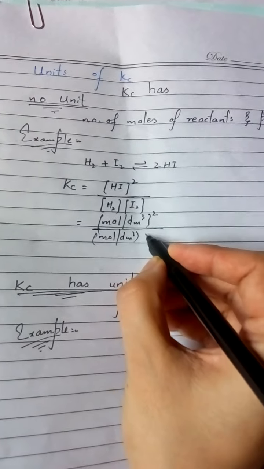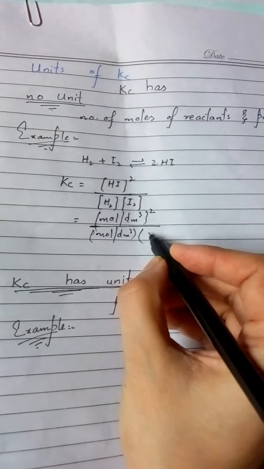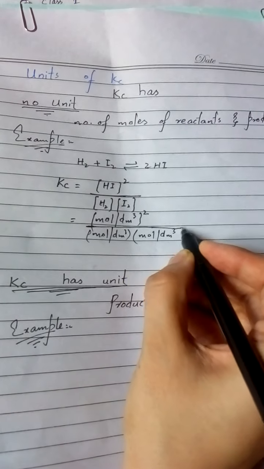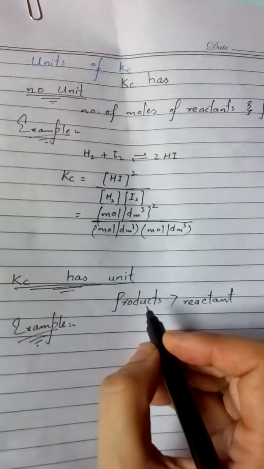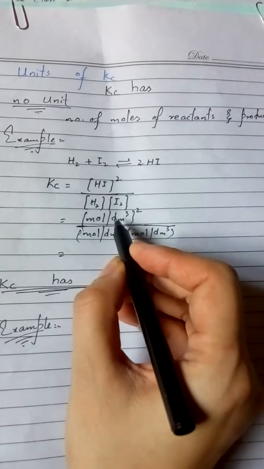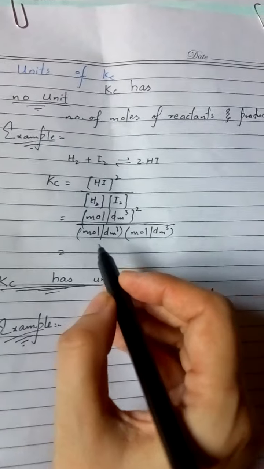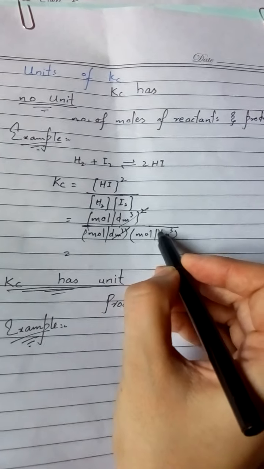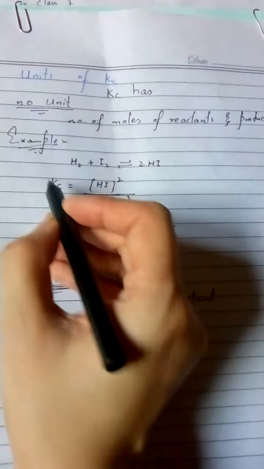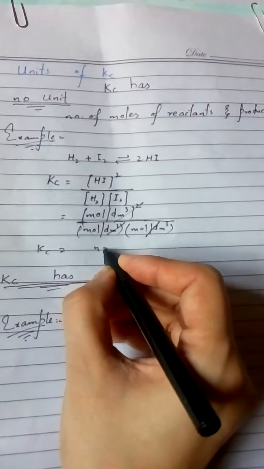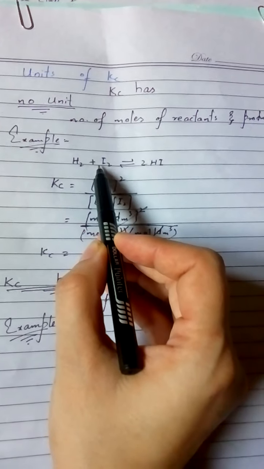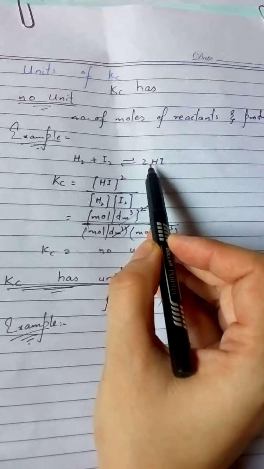Similarly, we will write the concentration unit of I2, which is mole per decimeter cube, again because the powers of H2 and I2 are 1 and 1 here. So here the mole per decimeter cube with the power of 2 cancels the mole per decimeter cube of the reactants. So here Kc has no unit because the number of moles of reactants is equal to the number of moles of products.